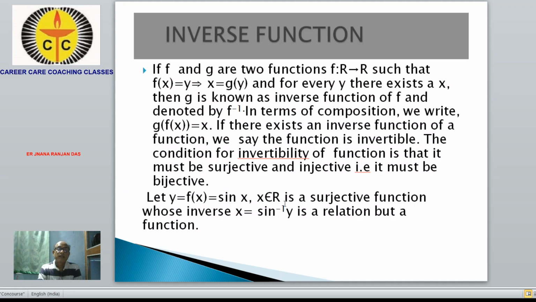For example, take the function y is equal to f(x) is equal to sin x. We can convert it like this: x is equal to sin inverse y. It is not an inverse function. Why? Because for every y there is not an x. Originally we know the value of y is equal to sin x varies from +1 to -1. So for some y the value of x does not exist. That is why it is a relation, but it is not a function.